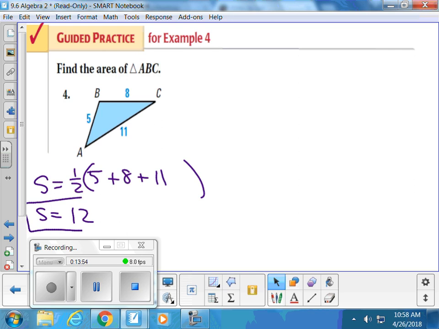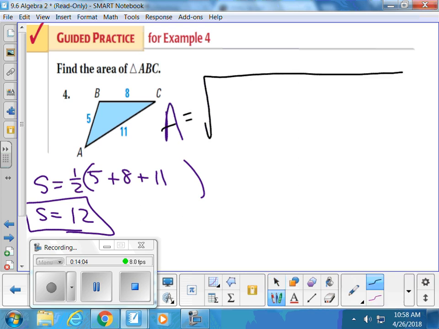So S is going to act as our semi-perimeter. I shouldn't have put that in a box. That's not really my answer. It's just going to help me use the formula. All right, so here's how Heron's formula works. You take the square root of S times S minus A, S minus B, and S minus C.